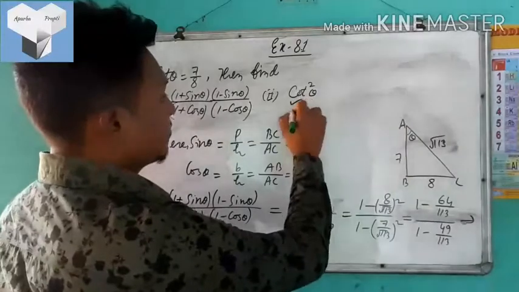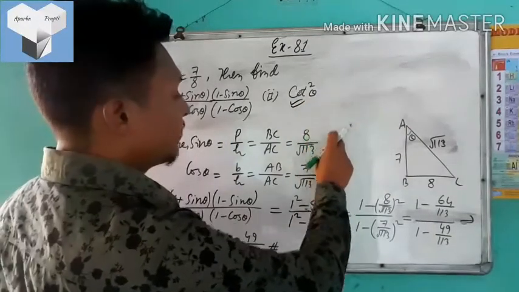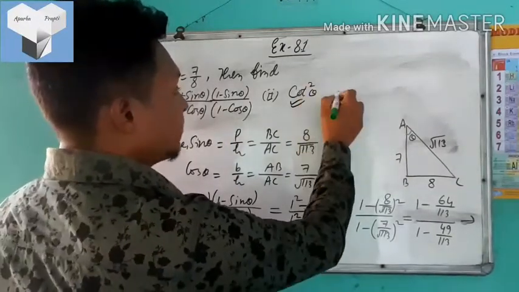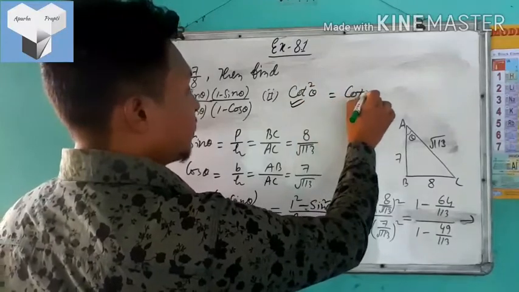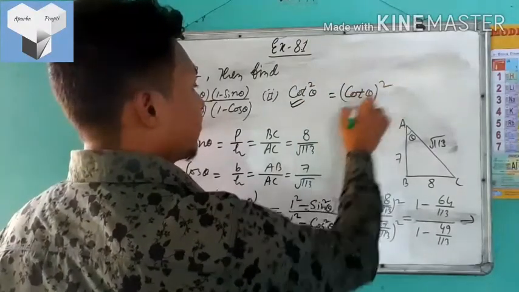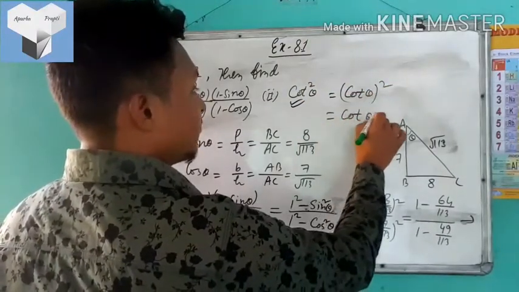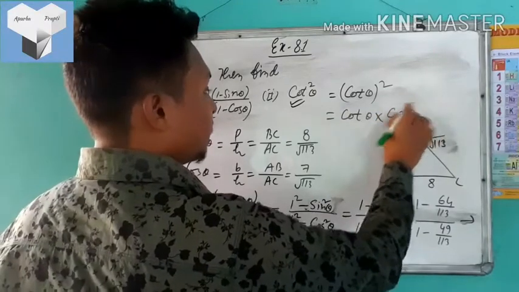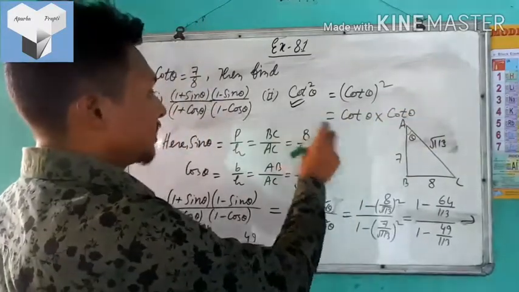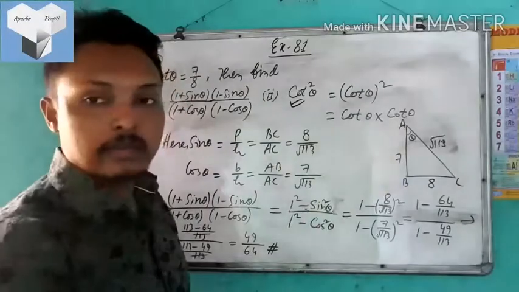Question number 2 is left for you. If you need, I am giving a hint. Cot square theta means nothing but cot theta whole square, that means cot theta into cot theta. For this you need to find the value of cot theta separately, then multiply it. Then you will get the answer.